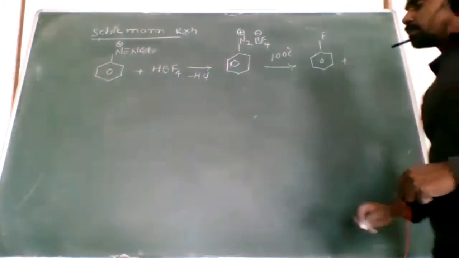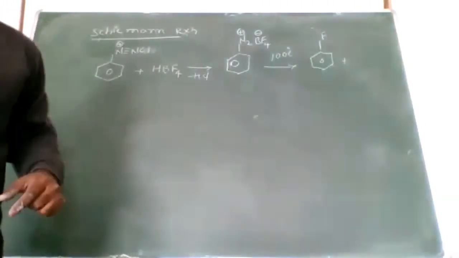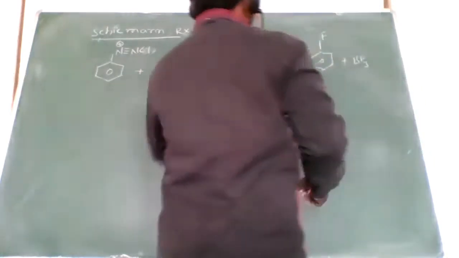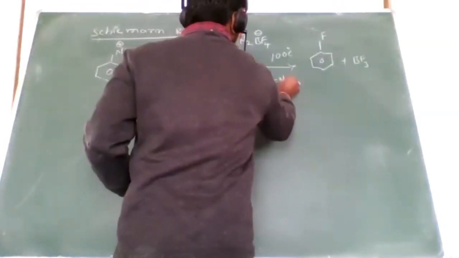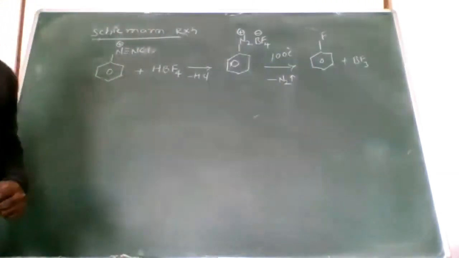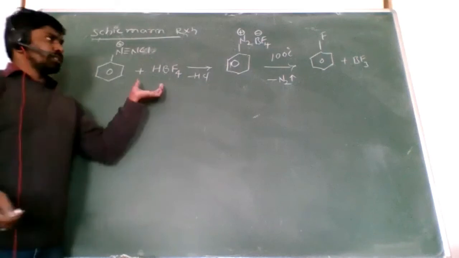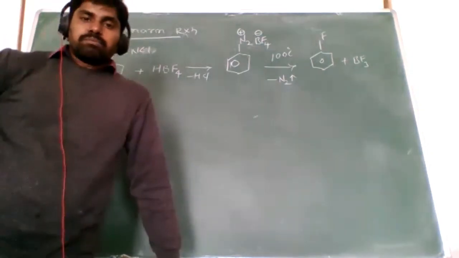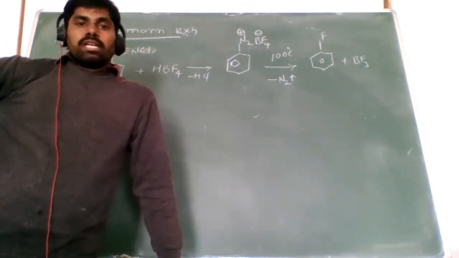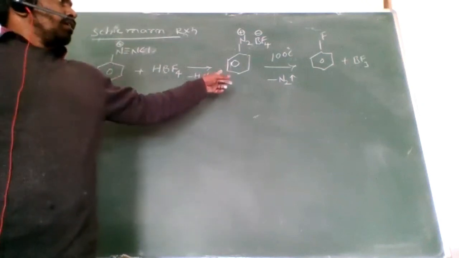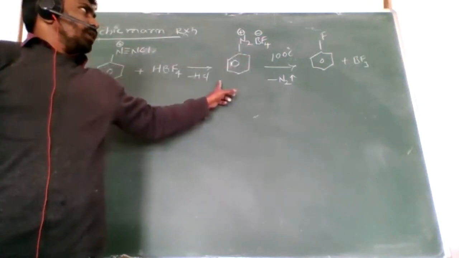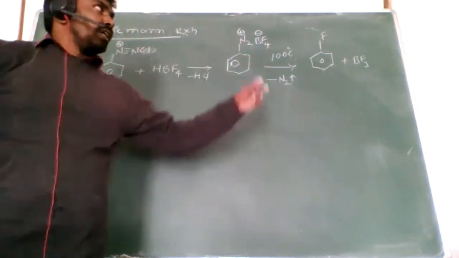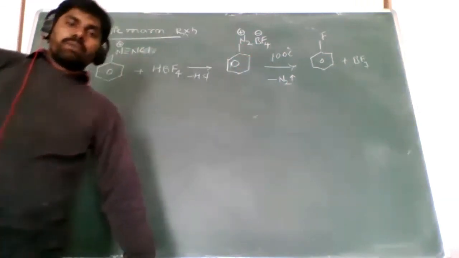Fluorobenzene, plus what will we get? We get BF3 from that, and nitrogen gas is evolved. That is fluorobenzene. What is the Schiemann reaction? Schiemann reaction means diazonium salts react with fluoroboric acid to form diazonium fluoroborate. After heating, we get fluorobenzene. This is the Schiemann reaction. Write down.